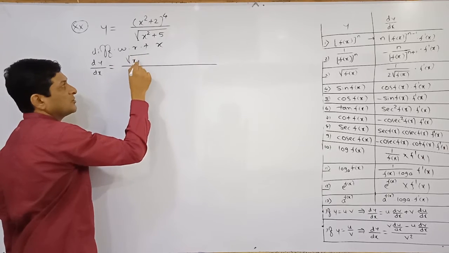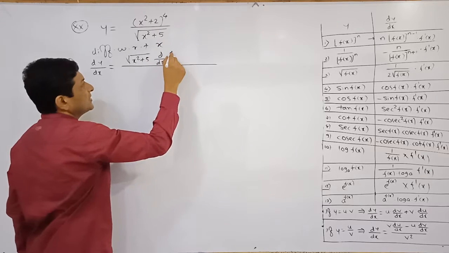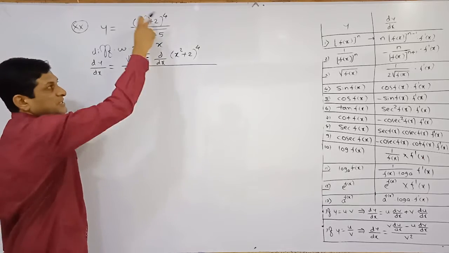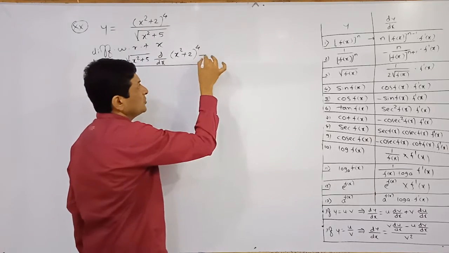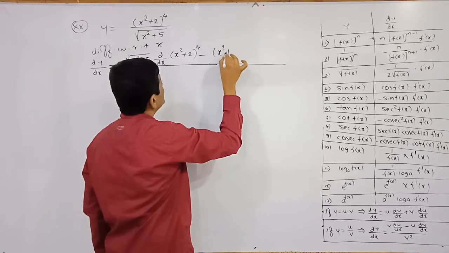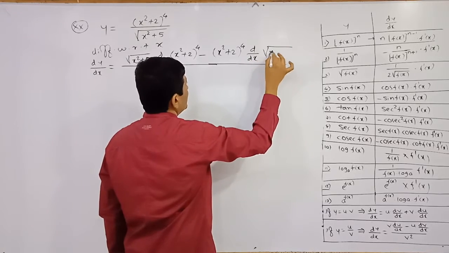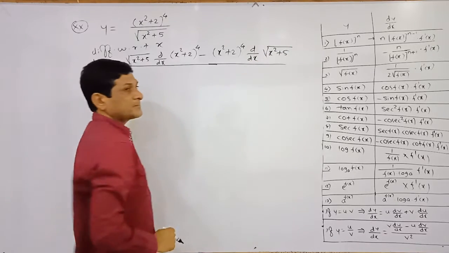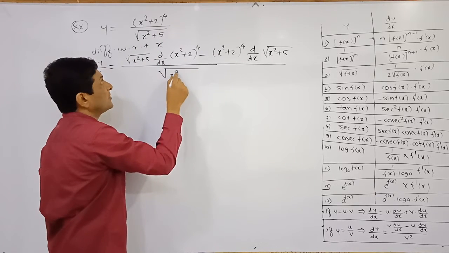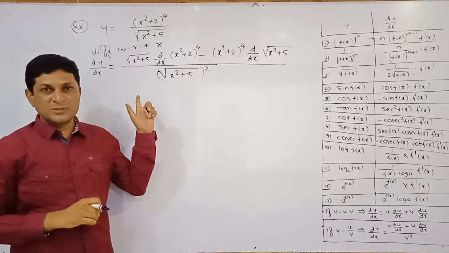What is v? Under root x square plus 5 into derivative of u. What is u here? X square plus 2 raised to power 4. V as it is, derivative of u, minus u as it is. What is u here? U is nothing but x square plus 2 raised to power 4 into derivative of v. V is nothing but under root x square plus 5 divided by v square, means square of this term, means square of under root x square plus 5 raised to power 2. Just we have substituted the values in the quotient rule.